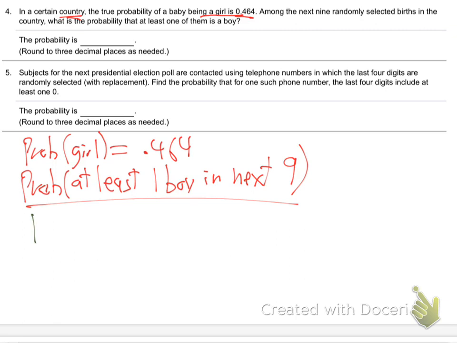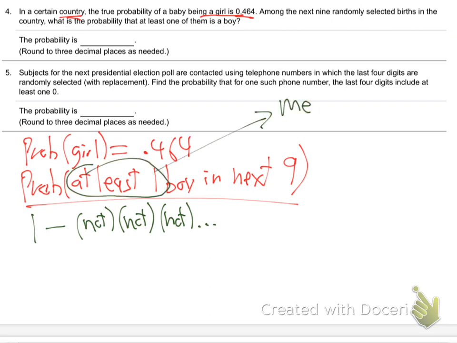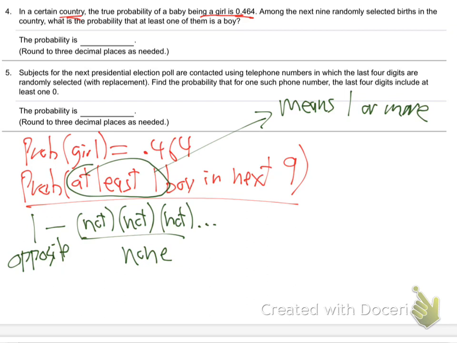So it's 1 minus not times not times not, etc. Because it's the opposite, right? At least one means 1 or more. So it's the opposite of none, isn't it? 1 minus is opposite, and this is a way of saying none. Not a girl, or they're saying boy. They want at least one boy. Okay, so it's going to be 1 minus.